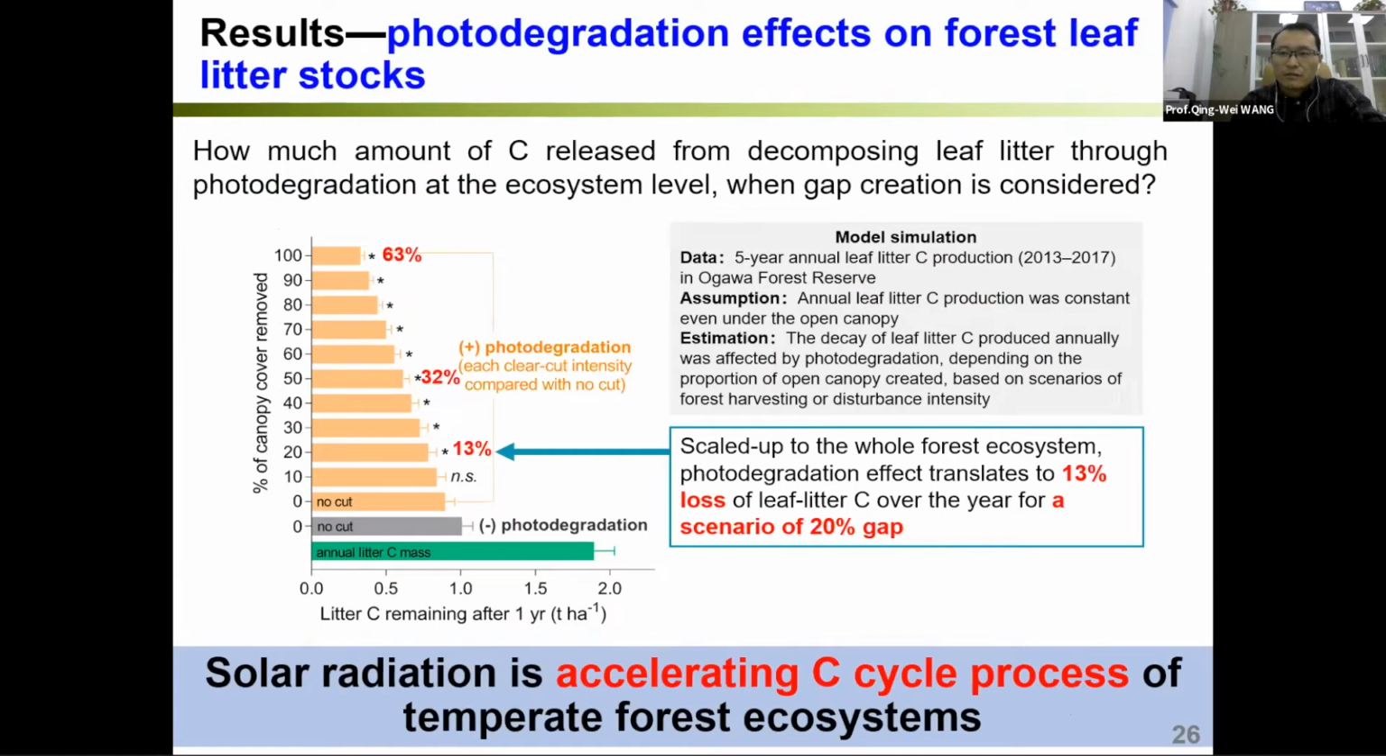We already knew positive photodegradation effects on litter decomposition, but how much it contributes to the carbon loss at the ecosystem level when we consider the gap creation? To answer this question, we made a model simulation and found photodegradation increased carbon flow back to the atmosphere by up to 63%, compared with the continuous forest understory. It suggests that solar radiation is accelerating the carbon cycle process of temperate forest ecosystems.